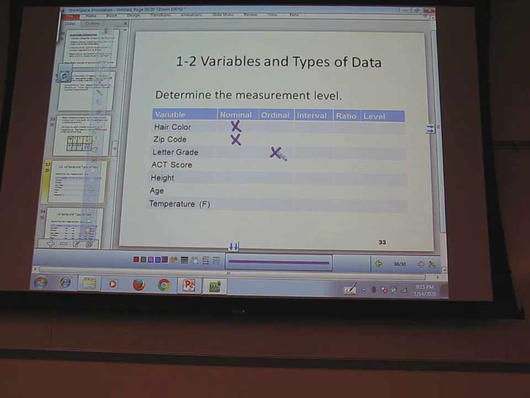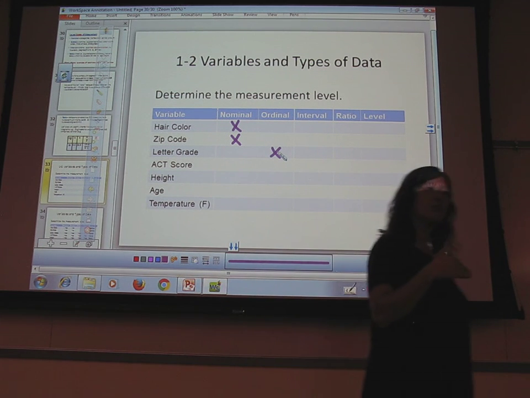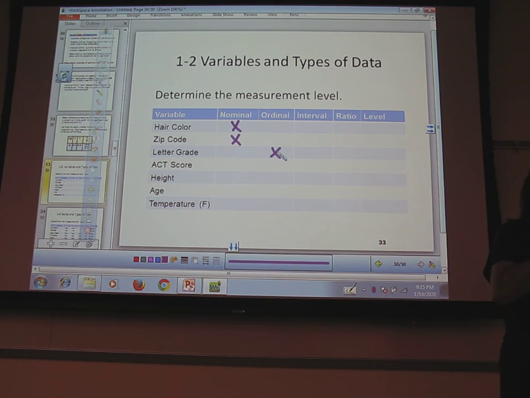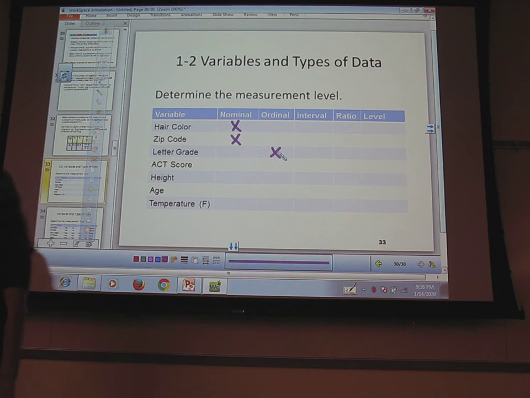ACT score. So that's like SAT score. Can you really get 0 points on an SAT score? No, you can't. I think the lowest you can get is like a 200 or something like that. If you answer nothing, I think you get like 200. You get 200 for writing. So ACT score, I think, is a similar thing.